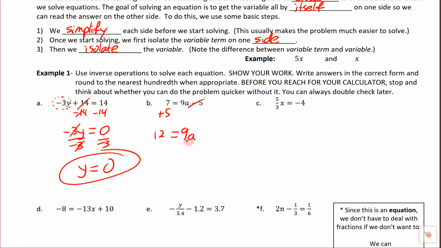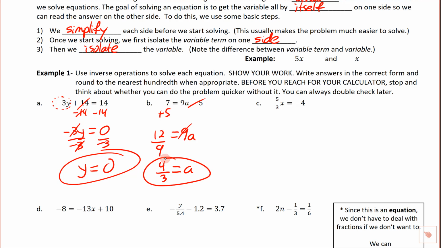I'm now going to undo multiplying by 9 by dividing by 9. And again, if I'd like to, I can just write divide by 9 and then I cross that one off from there. So a little bit of a time-saving thing here. So I get a on this side, and then I have 12 ninths. I do want to go ahead and simplify that. 3 goes in here 4 times, 3 goes in here 3 times. So that right there would be the simplified answer.